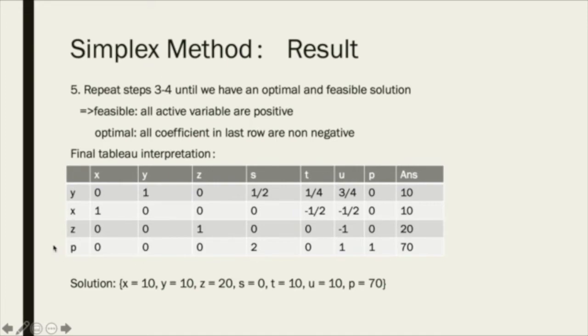We get our final tableau here after we repeat the steps 3 times. Our solution is that the active variables equal the values in the answer column. So y equals 10, x equals 10, t equals 20, and p, which is our objective function, equals 70.